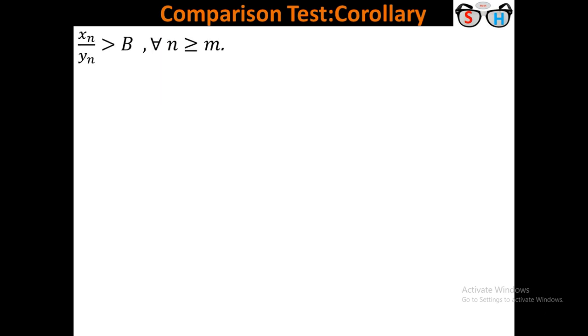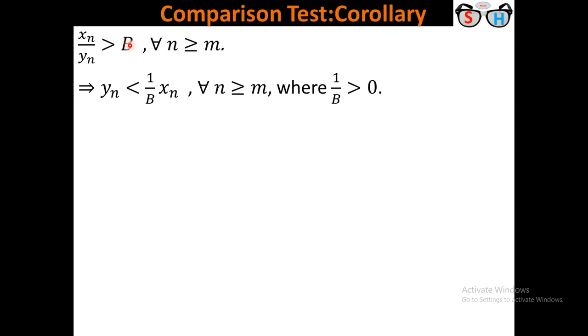So from that relation, if you multiply by yn and divide by b throughout the relation, then you get yn less than 1 by b into xn.